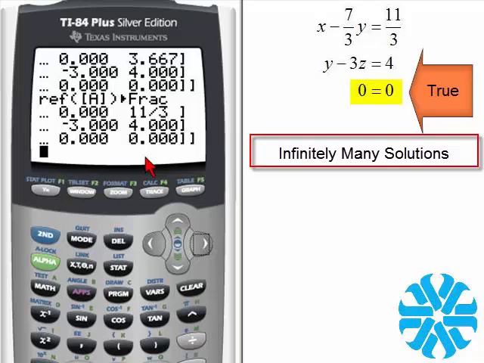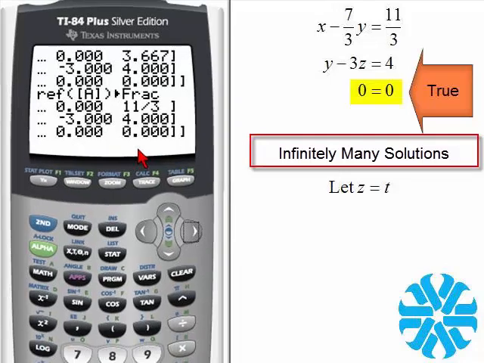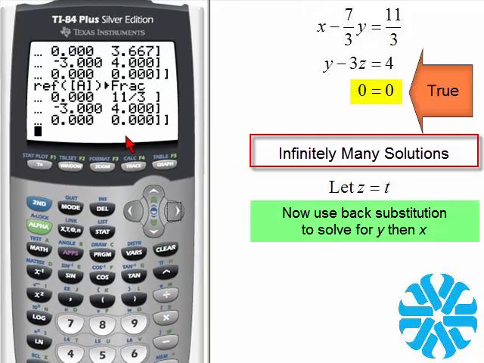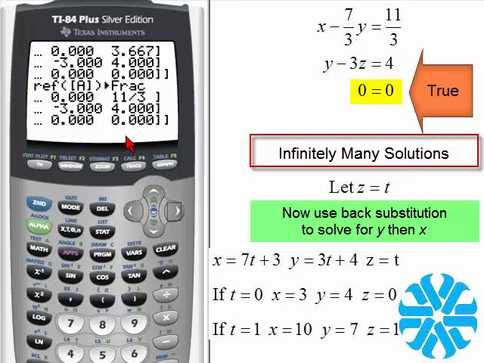So what you need to do is set a variable equal to some type of parameter. Usually you take the last variable, and the last variable here is z, and you set z equal to this parameter. So let's let z equal t. T is that parameter. Then you're going to use back substitution to solve for y, then x. So your answers are going to be written in terms of t. When you do this back substitution, you end up with x equals 7t plus 3, y equals 3t plus 4, and of course z is equal to t.